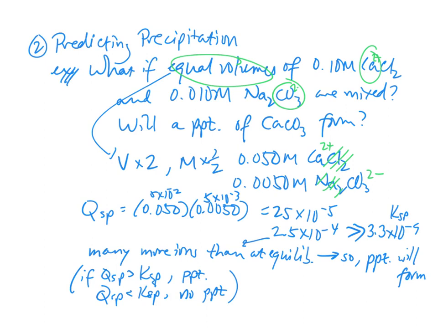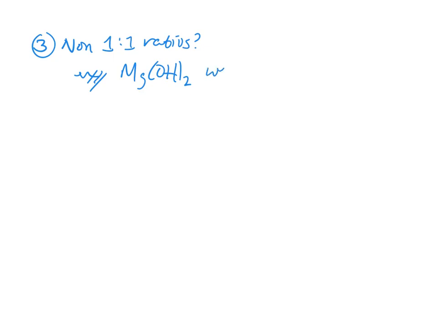All right, one last topic for the day, one last extension of KSP, and that is this concept of what about the non-one-to-one ratios? So what if, for example, we have something like magnesium hydroxide, which we know, or we should know certainly, is not a strong base, it's a weak base. We also know that because of Coulombic attractions, magnesium with a charge of 2+ but a smaller radius is stronger in its attraction to hydroxide than calcium or strontium or barium. And so it's a weak base, and it's a weak base because very little of it dissolves.